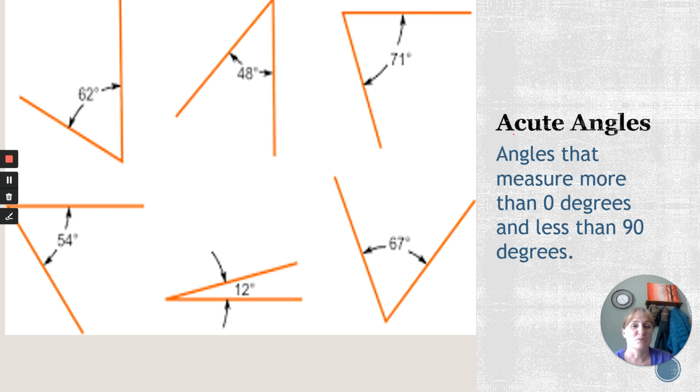And I always say, because the word is acute, ooh, nice line, Mrs. Johnson, sheesh. So it means, oh, it's so cute, and things that are so cute are really little, right? So that's a small angle. So it's really cute. Okay, it's not perfect, it's just teeny tiny. So you can see all of these here. You have a 62, 48, 71, 54, 12, and 67, all lie between 0 degrees and 90 degrees.